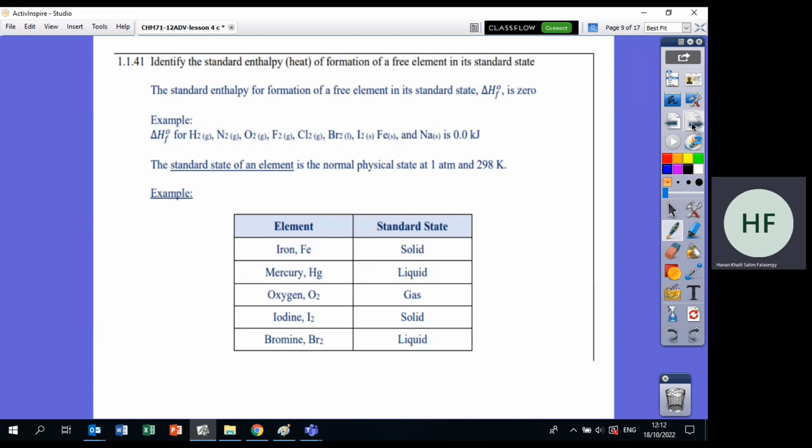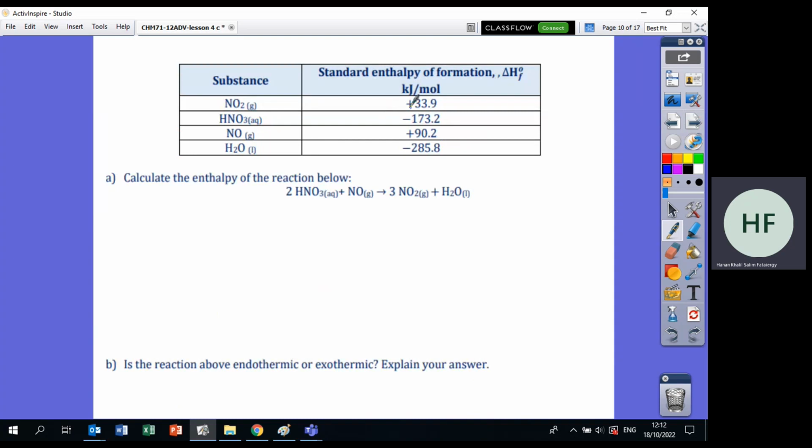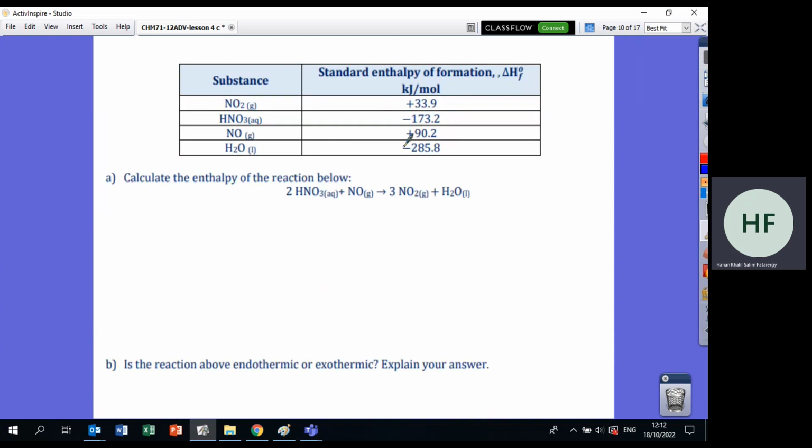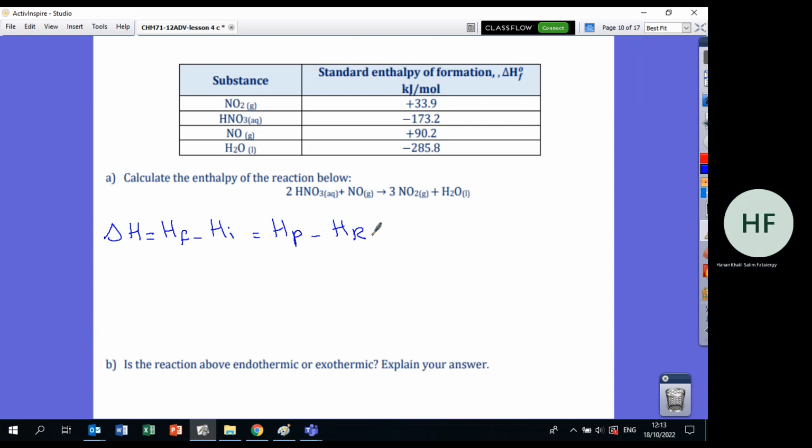Okay, now let's do this question. We have the heat of formation of some compounds, and you need to find the enthalpy of the reaction below. Enthalpy, as we agreed, is heat. So I need to find delta H for this reaction. As we agreed before, delta H is equal to heat final minus heat initial. In chemistry, final is products and initial is reactants. So I will find the heat of the reactants, and then I will find the heat of products, and then I will subtract them to get delta H.